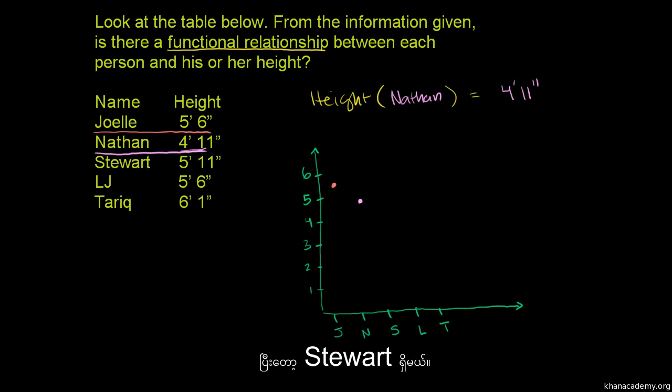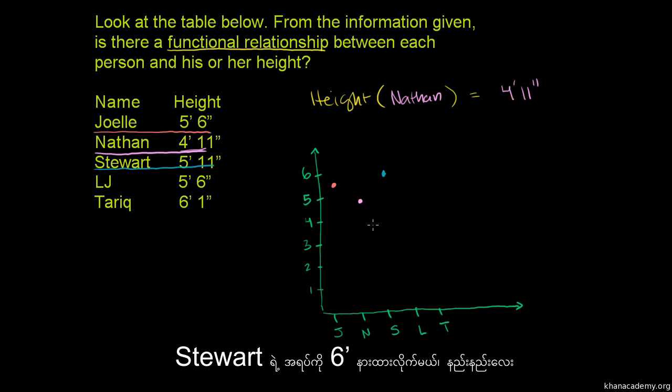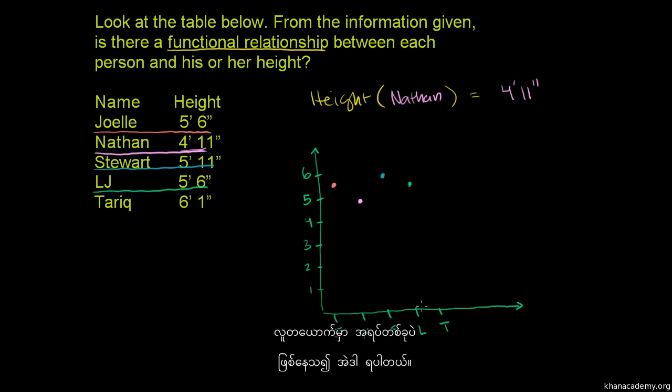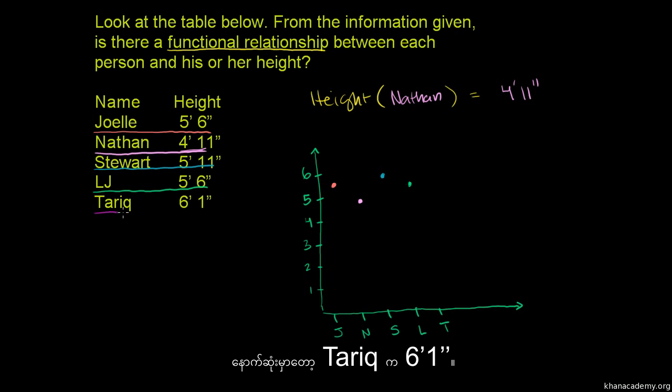Then you have Stuart. Stuart's height is 5'11". He is pretty close to 6 feet. I made him like 6 feet; let me make it a little lower, 5'11". Then you have LJ. LJ's height is 5'6". So you have two people with a height of 5'6", but that's OK as long as for each person you only have one height. And then finally, Tariq is 6'1".